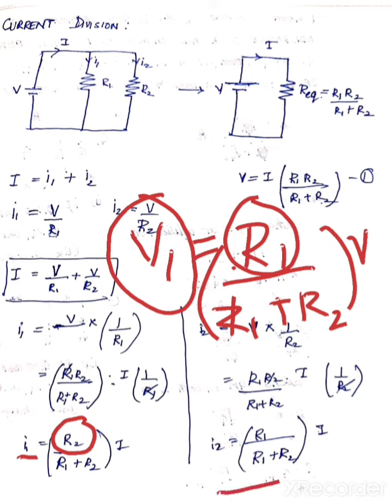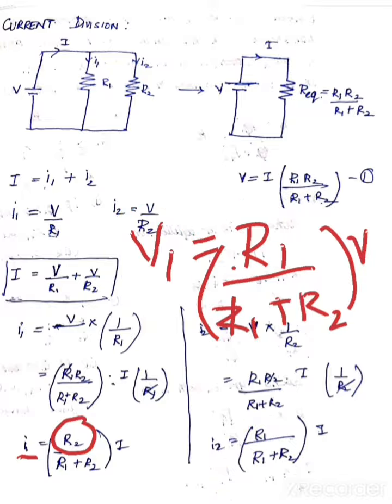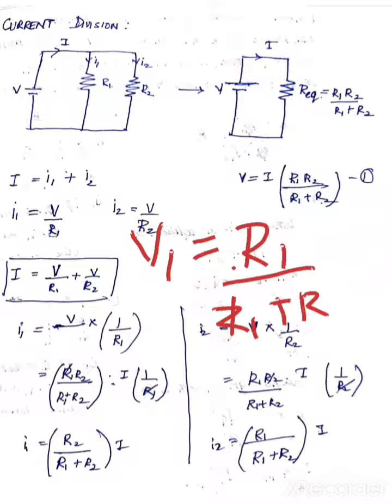So similarly, in this case, I2 will be equal to R1 by R1 plus R2 into I. This is how you can map the formulas and remember them easily and apply them in the exam to solve numericals in a shorter period of time. Hope you all understood it. Thank you.